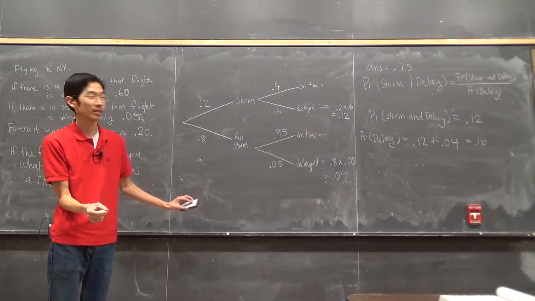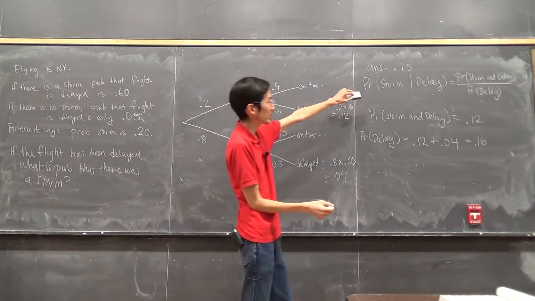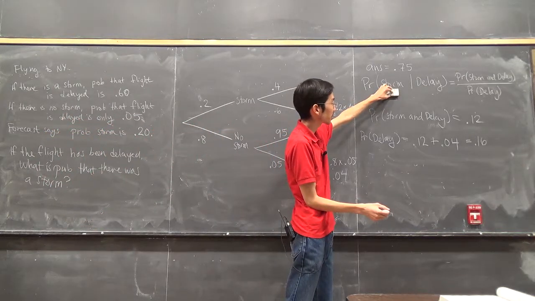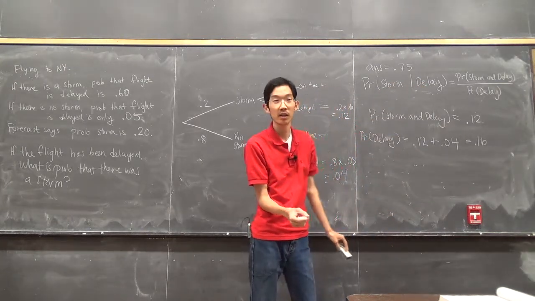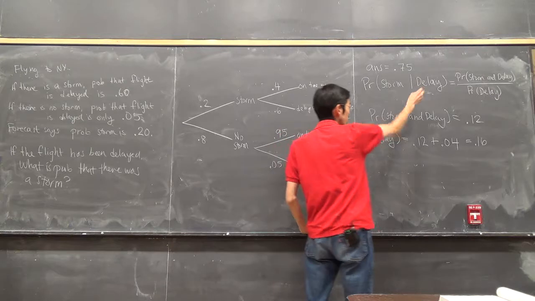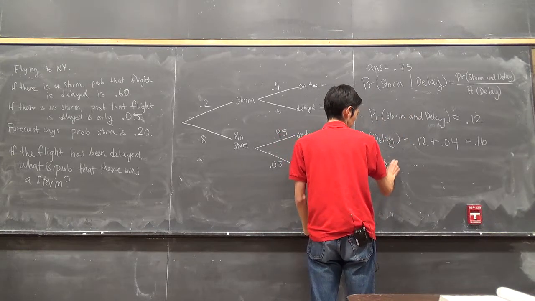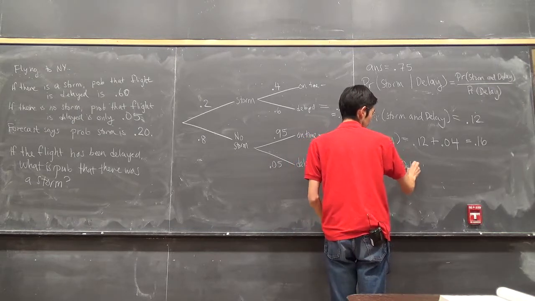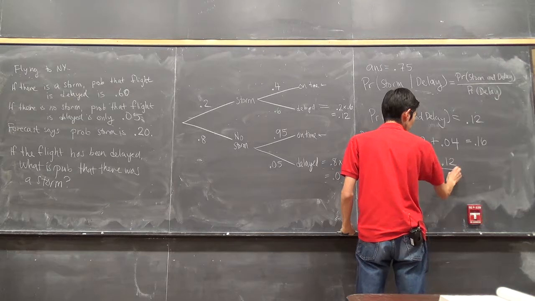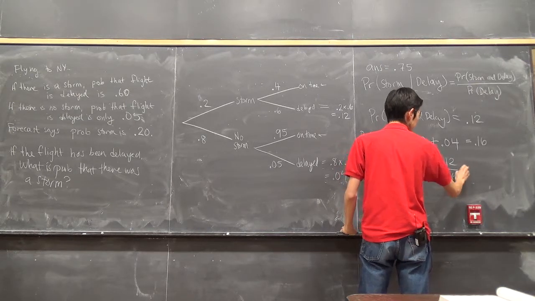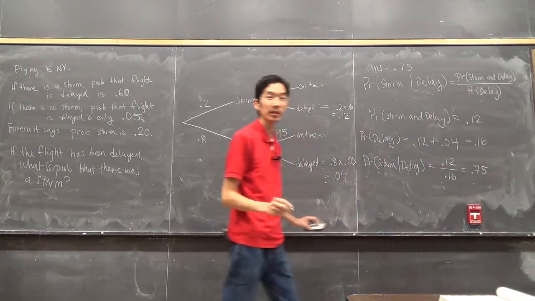Is that okay? Alright, so now, what's the probability that there was a storm given a delay? For that, the probability of a storm given a delay is going to be 0.12 divided by 0.16, and I get 0.75.